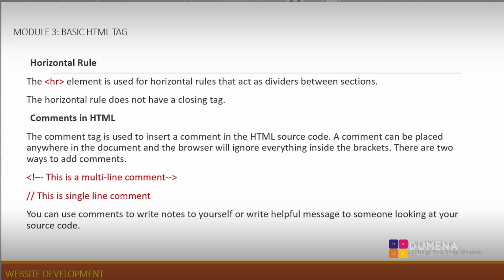There are two ways we add comments: the multi-line comment and the single line comment. You can use comments to write notes to yourself or write a helpful message to someone looking at your source code. A good way to use a comment is when you are programming and you want some other person to understand what you're doing. You use comments to explain your code or the lines of code to someone.